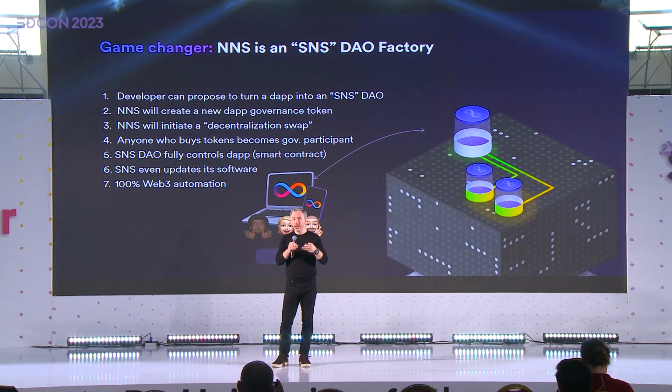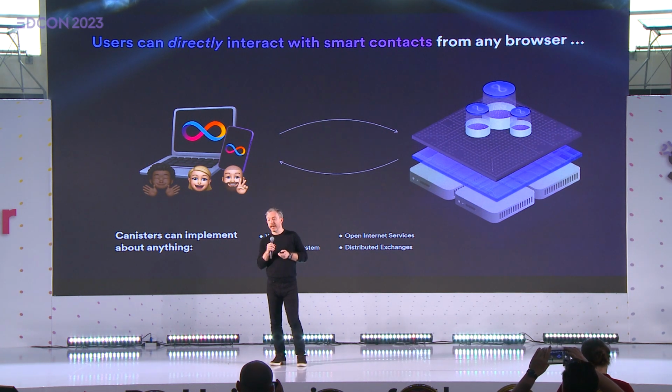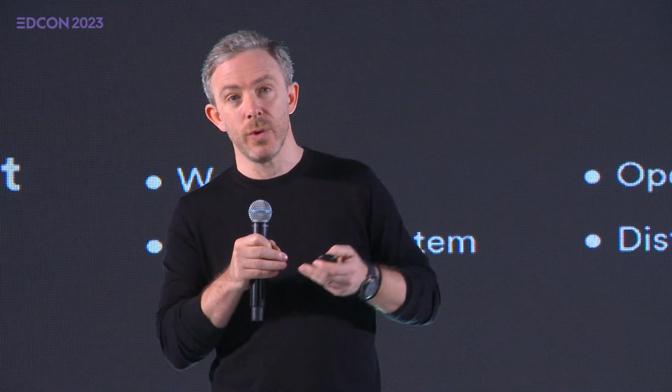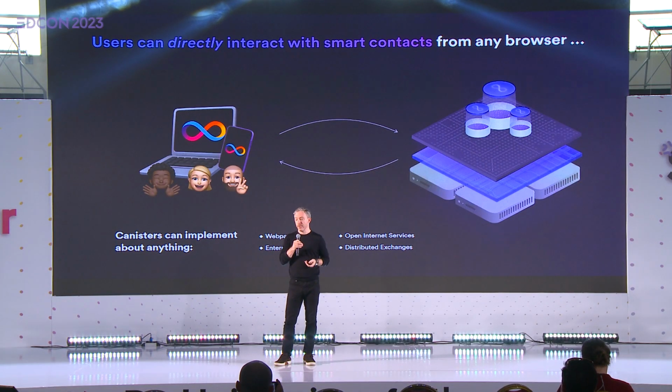And that actually provides for all kinds of new Web3 paradigms where you can kind of founderize users by giving them governance tokens. Users can directly interact with canister smart contracts from any browser. So thanks to the way it works, you don't need a local client to interact securely. You can actually directly interact with smart contracts, as you saw with the DEX.